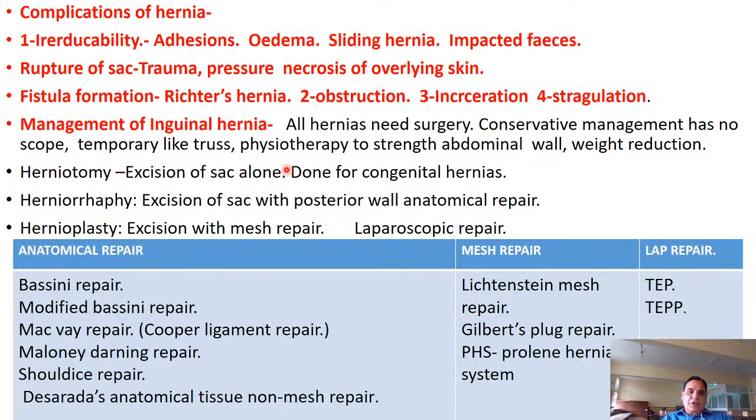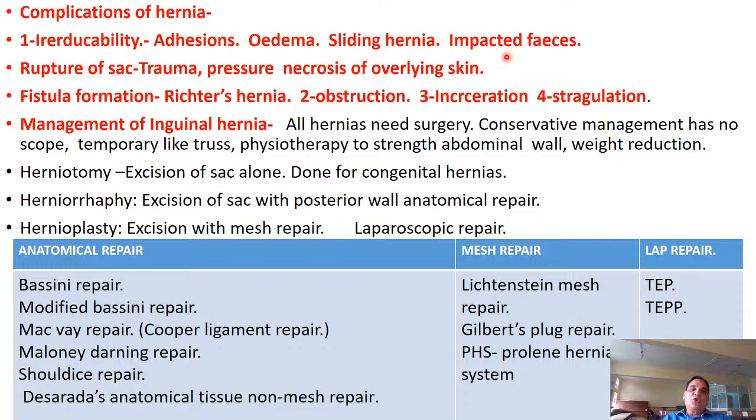Now coming to the complications. This is a commonly asked question. What are the complications? Complications are simple, very common. First is irreducibility, because reducibility is the nature of herniation. The commonest reason for irreducibility is long-standing adhesion formation. Edema of the cord itself, if it remains a longer time in the hernia sac, there will be edema. Next complication is sliding hernia. That means the posterior wall of the hernia will be made of some internal organ.